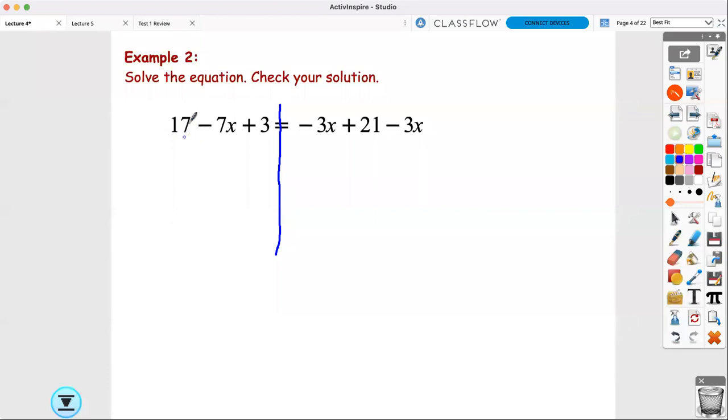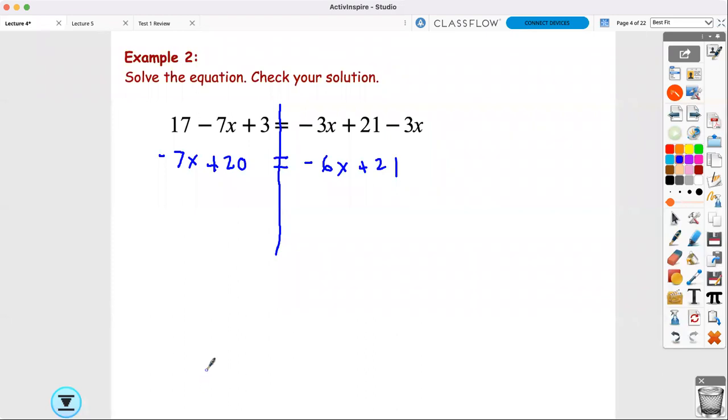We can't combine 17 and 3 because they're both regular numbers, right? There's no x here. So positive 17 plus 3 is positive 20. Negative 7x is still there, so I'm going to just bring that down. And then on the right side, I can combine the x's, right? Negative 3x, take away 3x is negative 6x, and bring down the plus 21.